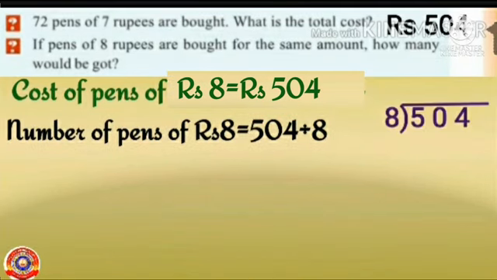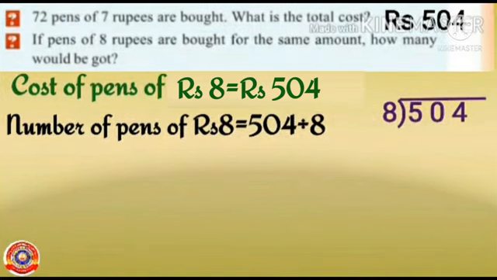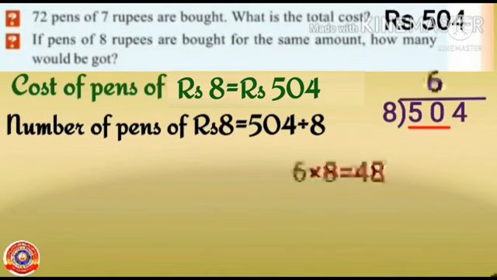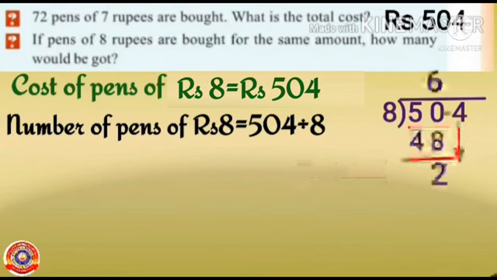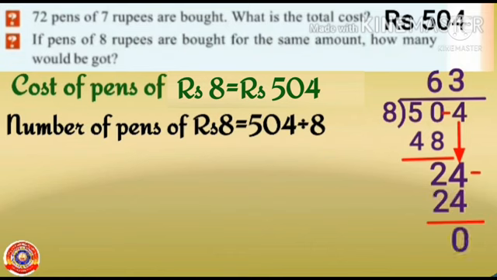504 divided by 8. Take the first digit 5. 5 is less than 8. Take the next digit also. We get the number 50. There is not 50 in the multiplication table of 8. So, we can take 48. How many times? 6 times. 6 into 8, 48. 50 minus 48, 2. Write down this 4 here. We get the number 24. 3 times. 3 into 8, 24. 24 minus 24, 0. We get the quotient 63. So, number of pens of 8 rupees equals 63 pens.